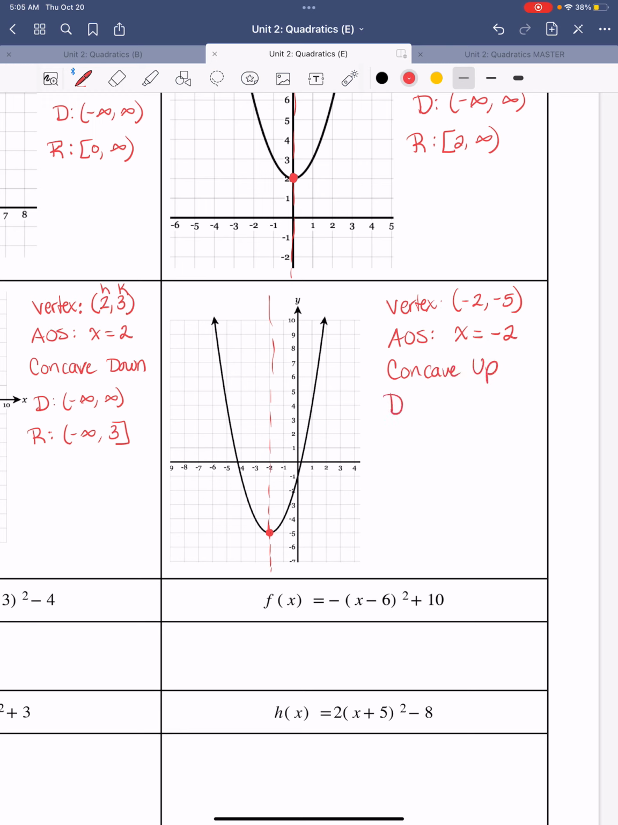My domain is always, for these parabolas, all real numbers. I can put anything into a quadratic function. And my range, it starts at -5 and then it goes to positive infinity. So -5 to positive infinity.